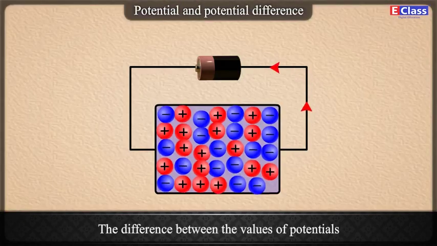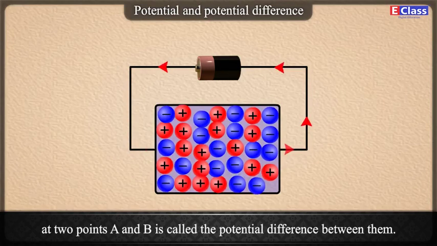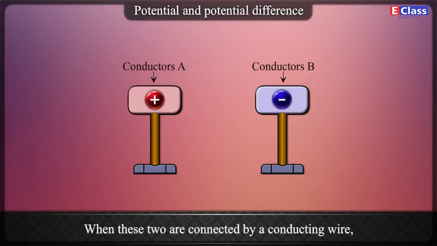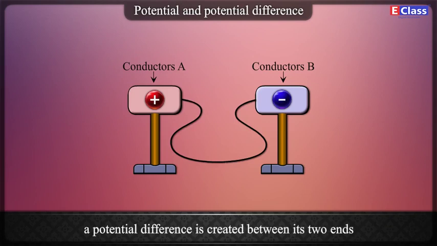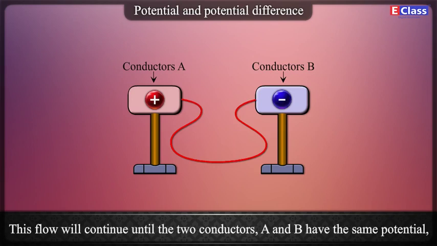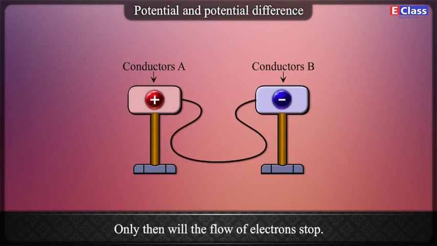The difference between the values of potentials at 2 points A and B is called the potential difference between them. In the figure, conductor A is at a higher potential than conductor B. When these two are connected by a conducting wire, a potential difference is created between its two ends, and electrons will flow from B to A through the wire. This flow will continue until the two conductors A and B have the same potential, that is, until their potential difference becomes zero. Only then will the flow of electrons stop.